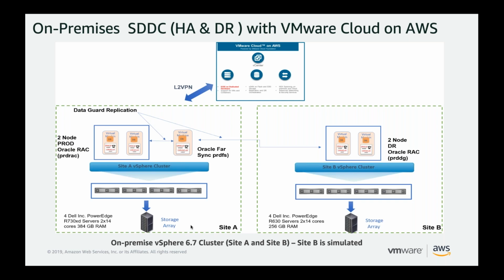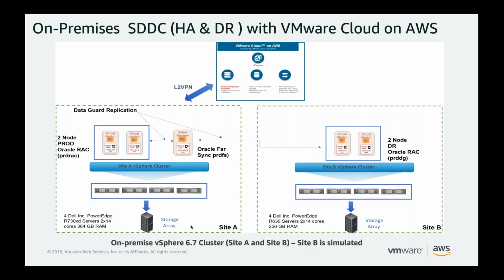Site A is connected via layer 2 VPN to VMware Cloud on AWS. The VMware Cloud on AWS is essentially in a stretch cluster deployment. It's a 6-node stretch cluster across 2 availability zones, so 3 servers in AZ1 and 3 servers in AZ2. Storage in VMware Cloud on AWS is provided by the HCI vSAN instance.